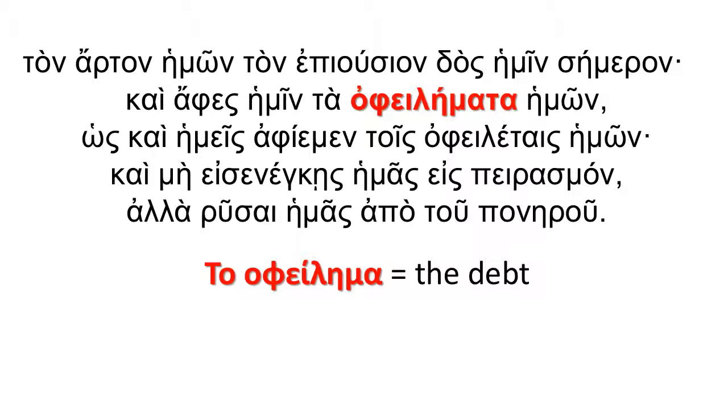The word οφειλήματα is in the plural form. The singular form is το οφείλημα. Plural τα οφειλήματα. What would you say this word is? Is it a masculine? Is it a feminine? Or is it a neuter word? Well, I'll give you the answer. It is a neuter word. And how do we know that? From the article. Ta is the plural neuter form of the article.